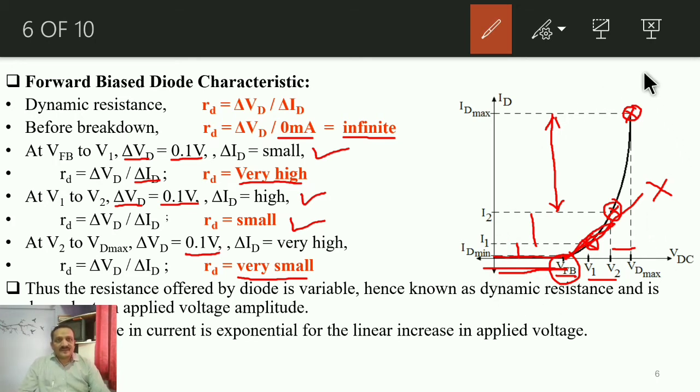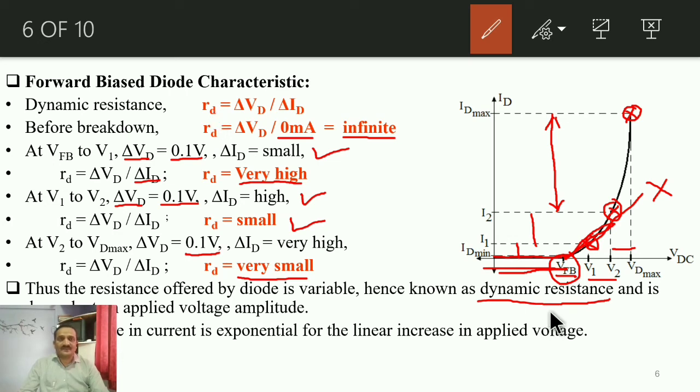So what is the conclusion from this characteristic? If there is a change in voltage with a constant step size across the device, there is no change in current with a constant step size. That means the change in current is not linear. The change in current is exponential. It will increase exponentially, even if the change in voltage across the diode is constant, with a constant step size. So the resistance offered by the diode is variable, hence it is known as dynamic resistance, denoted by small rd.